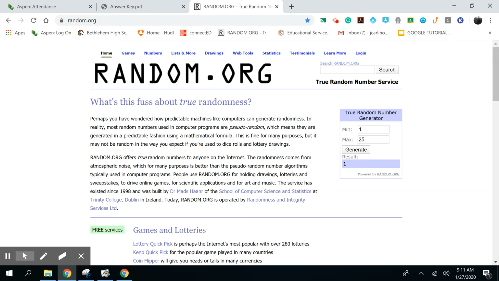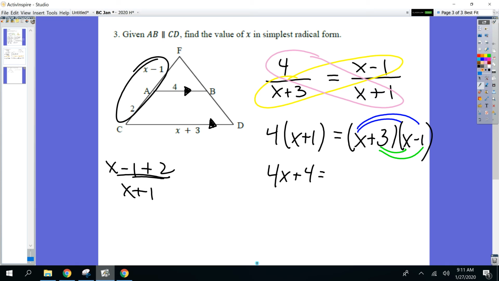Showing off algebra skills. Here we go. Right side, what do I end up with? X squared minus 1x plus 3x, which combined gives you plus 2x, and then minus 3. Everyone good? That's what you should get on the right side. Get in here if that's a struggle, please.